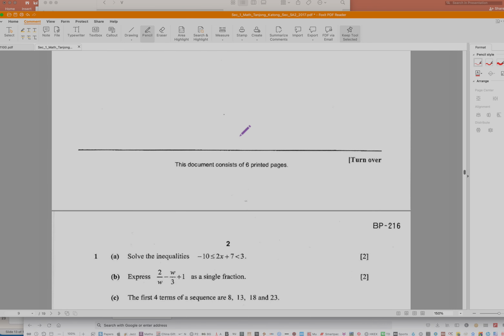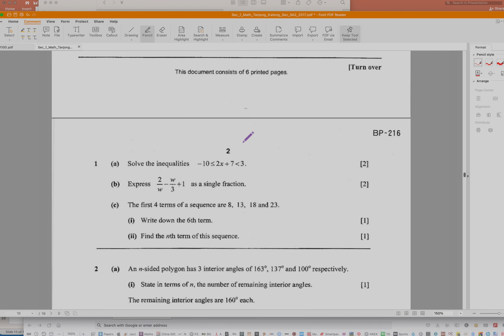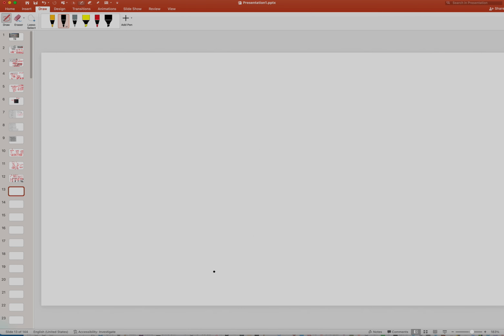The last Paper 2, two questions. How do you do 1B or 1A? 1A is also very interesting. I didn't know how to do 1A, so I went on Google to search. And then what did you get? Actually, this is a simultaneous inequality.